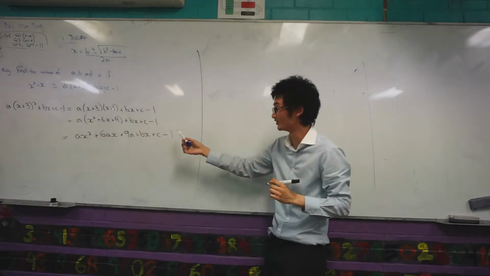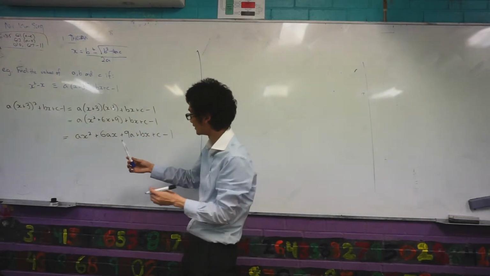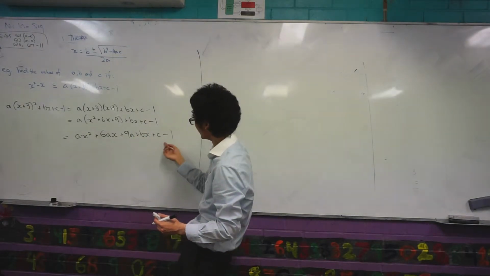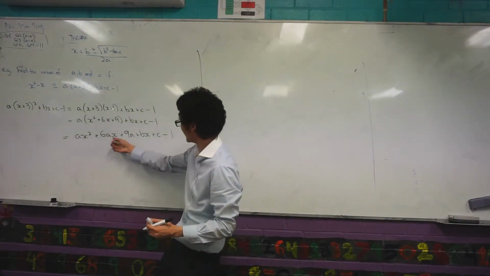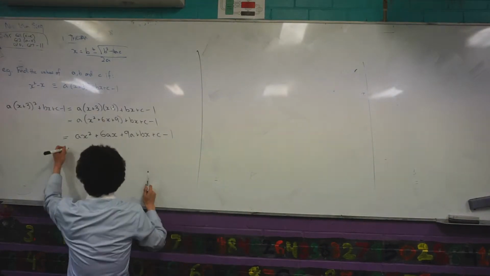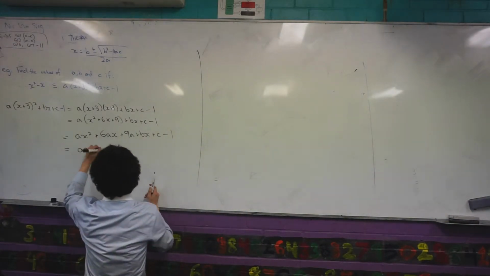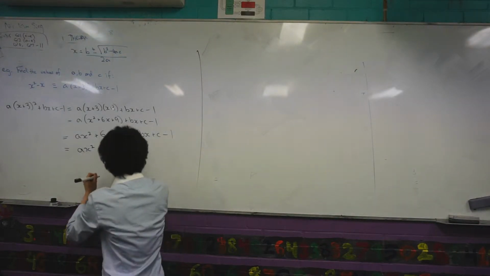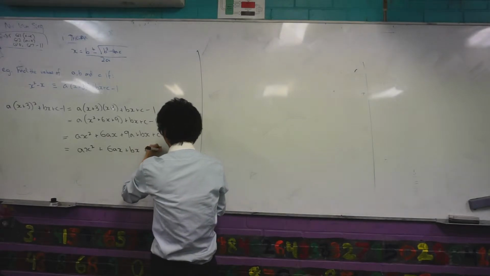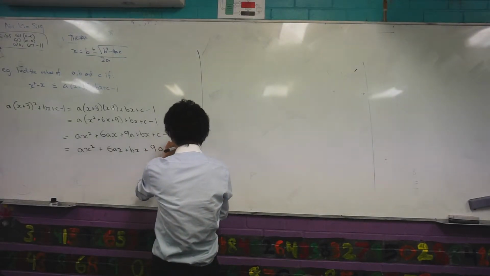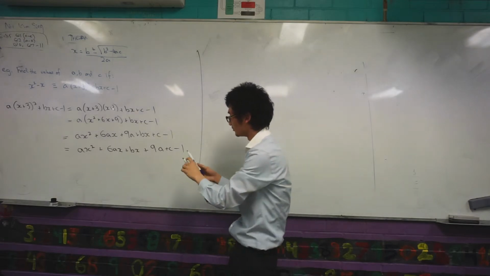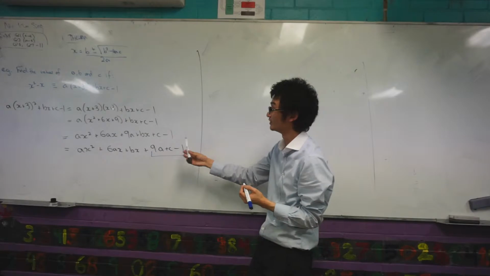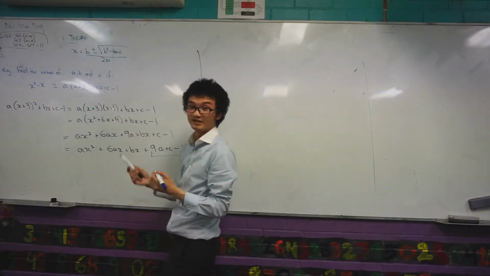And here's when you want to do your gathering skills. You want to see, okay, I've got this x squared term, that's fine. What have I got over here? I've got my x terms over here. Let's group those together. So I've got ax squared plus 6ax plus bx, and 9a plus c minus 1. Even though it's quite long, because there are no x terms in here, this is actually going to be your constant. This is going to be your constant equivalent in that expression.